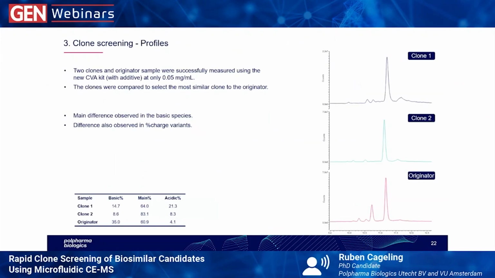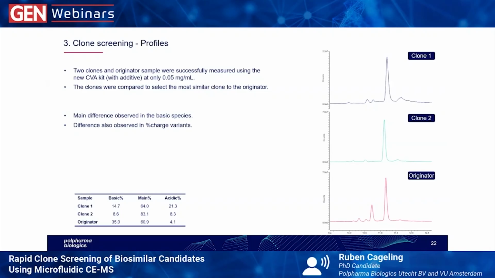And then the final part of this experiment is the clone screening. So as I said, we took 2 clones and an originator sample, and we successfully measured them using the new CVA kit at a concentration of only 0.05 milligram per milliliter. And on the right, you can see the profiles, and you can see the differences between the originator and the clones, for example, in the basic species, which are way lower in the clones compared to the originator.